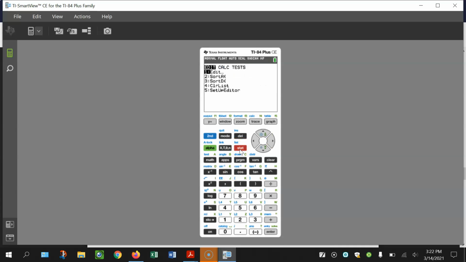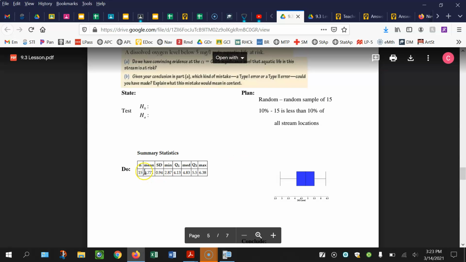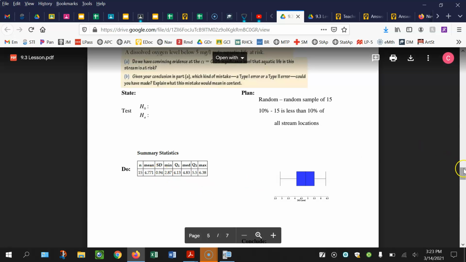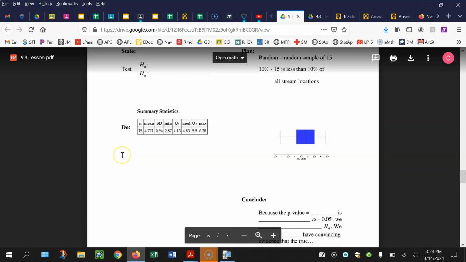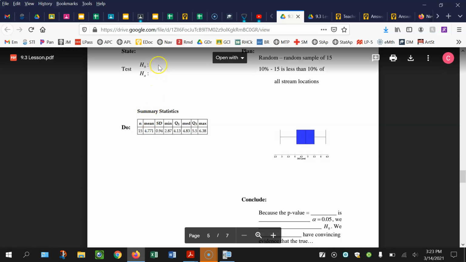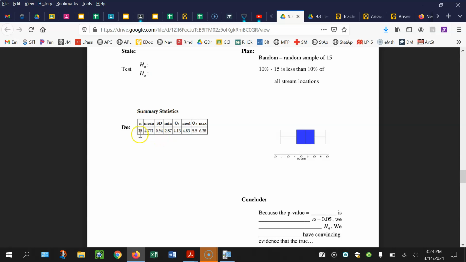After your data is in a list, you're going to click calculate. So stat, arrow over to calculate, 1-variable statistics, wherever your list is, make sure everything else is blank, calculate. You're looking for your sample mean and your sample standard deviation. Those are the 2 pieces of information you need here. So here, they told you the mean 4.771, standard deviation 0.94. When I calculate my test statistic, it's going to be the statistic 4.771 minus the null value, the parameter, 5, divided by 0.94 divided by the square root of 15.